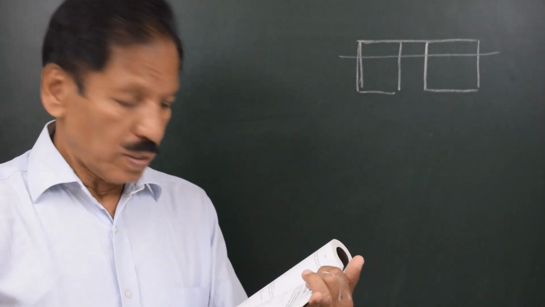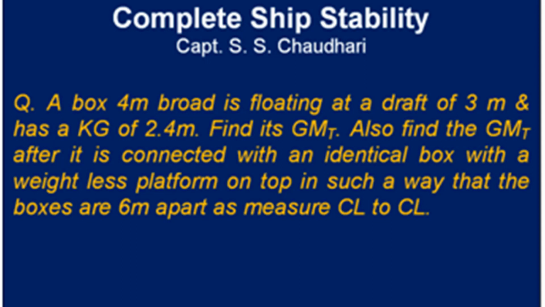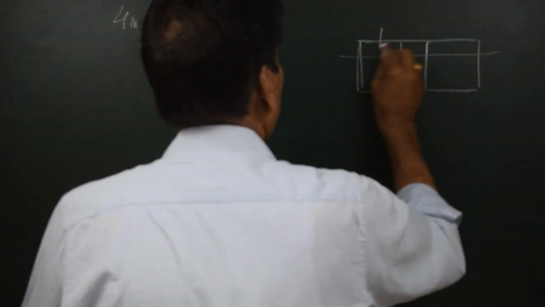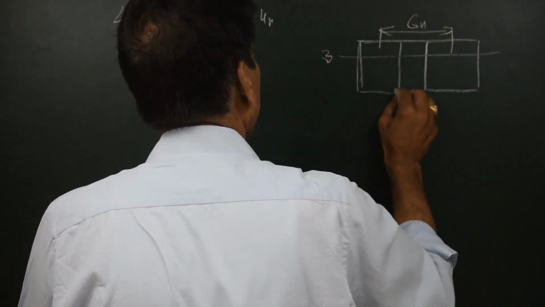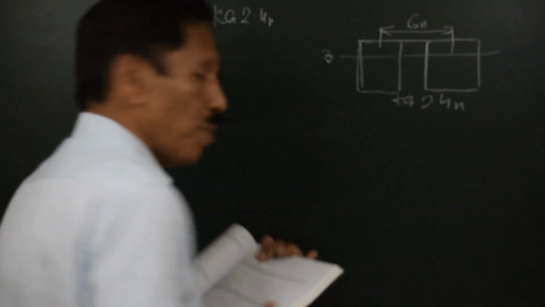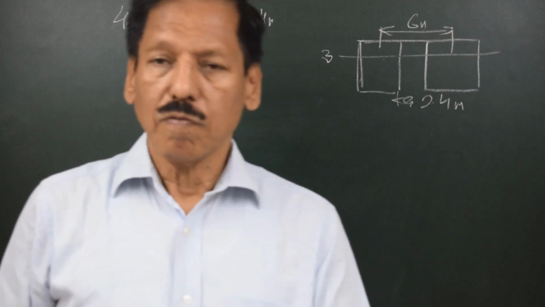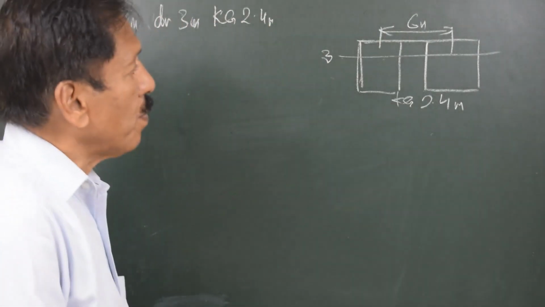So let us do a question once again from my book. There is a box 4 meter broad, draft is 3 meters, and has a KG of 2.4 meters. It's required to find out GM transverse after it is connected with an identical box with a weightless platform on top, in such a way that the boxes are 6 meters apart as measured from center line to center line. The draft is 3 meters and KG is 2.4 meters. The principle of catamaran is similar to the principle of floating Drydock. Let us do this question.